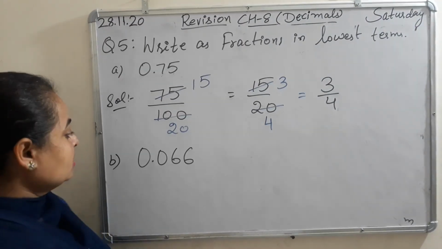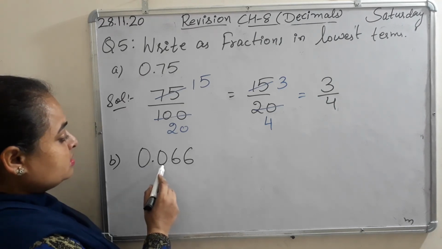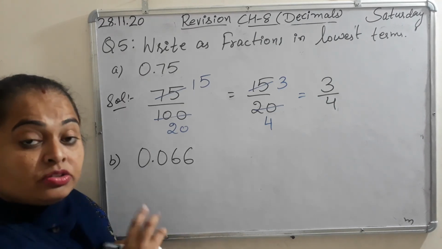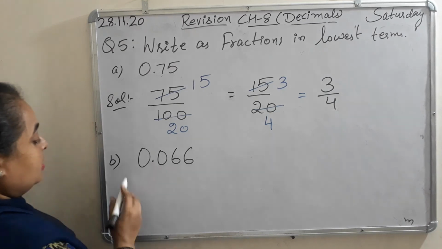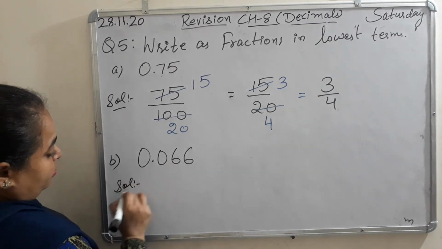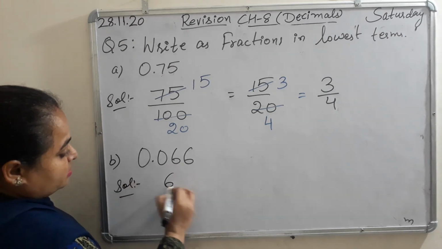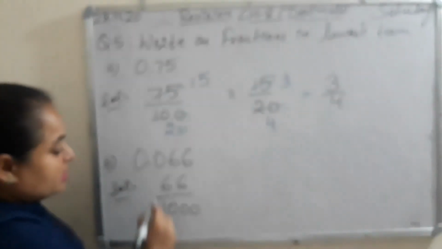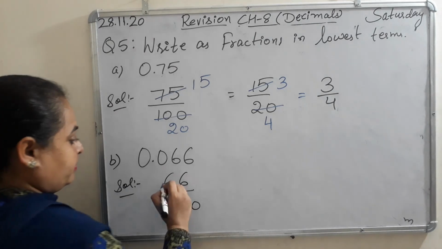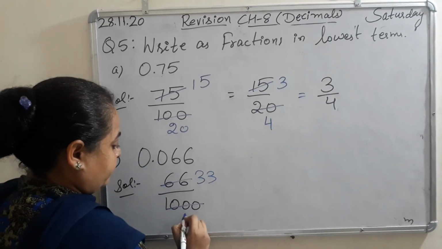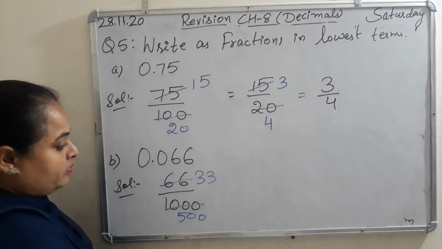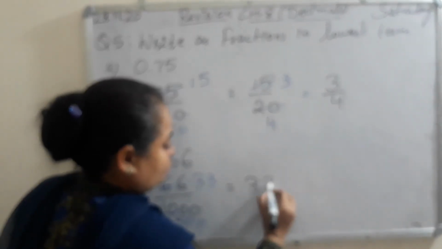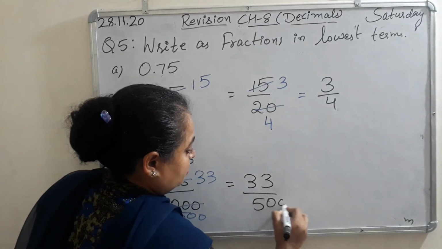Come to the B part. 0.066. 3 decimal places. So you will get 66 divided by 1000. Cancellation by 2. So this is your result.